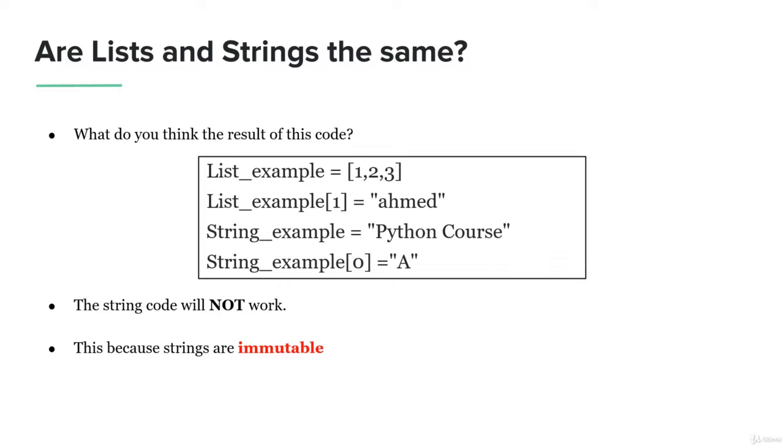This is basically because strings are immutable. So once we assign elements to the string, we cannot change these elements. On the other hand, lists are mutable, so we can change the elements of the list even after creating it. Okay, so this is the difference between mutable data types and immutable data types.